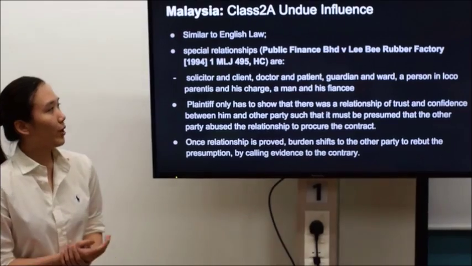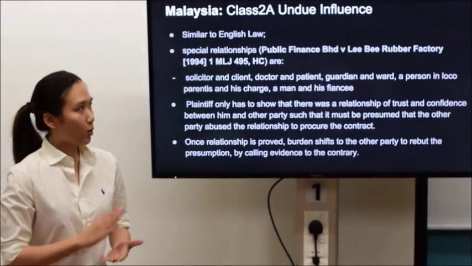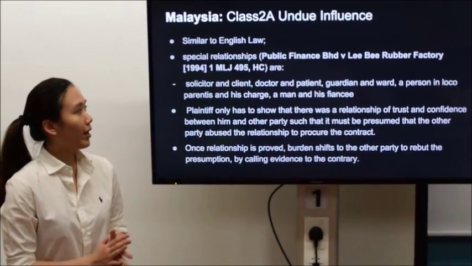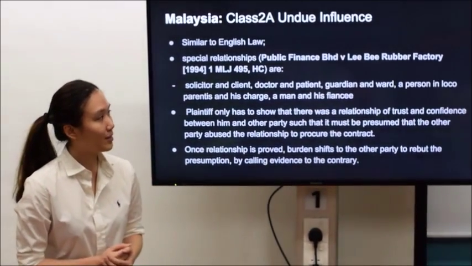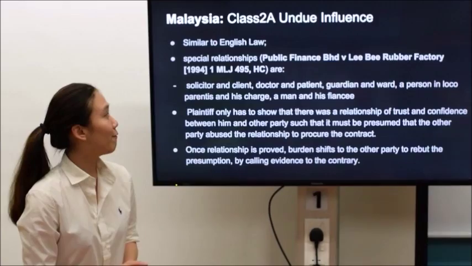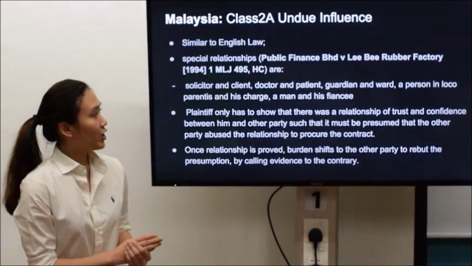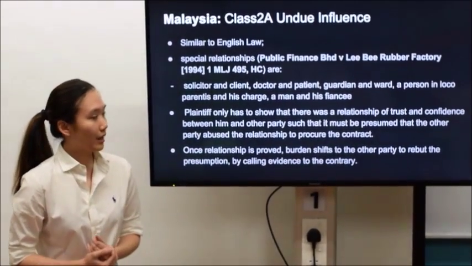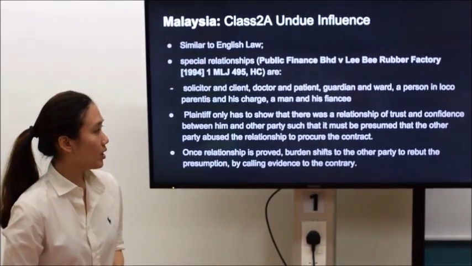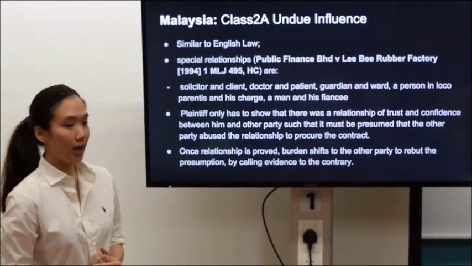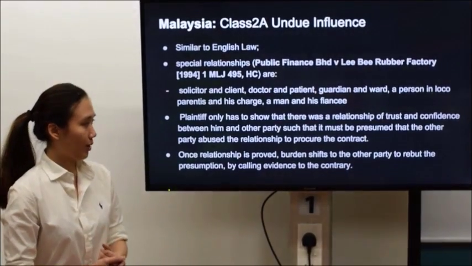In Malaysia, Class 2A undue influence is quite similar to the English law, and they also have to prove special relationships according to Public Finance Berhad against Lee Rubber Factory. And the relationships are such as solicitor and client, doctor and patient, guardian and ward, a person in loco parentis and his charge, a man and his fiancée, and so on.